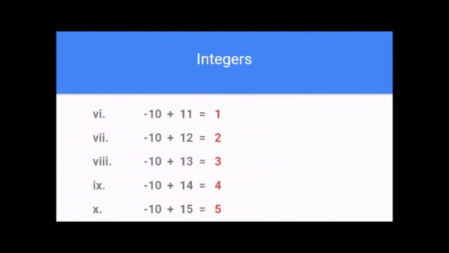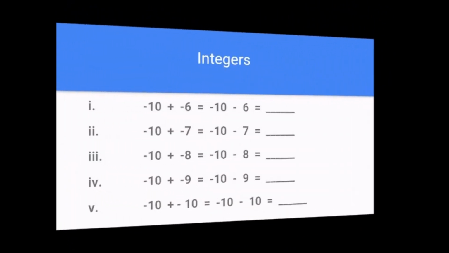Here we go. Negative 10 plus 11. 11 is bigger than 10. Subtract, you get 1. Positive 1. Negative 10 plus 12, positive 2. Negative 10 plus 13 is 3. Negative 10 plus 14 is 4. Negative 10 plus 15 is 5.